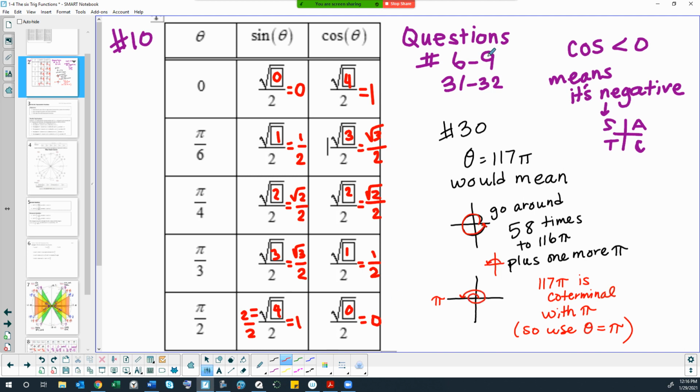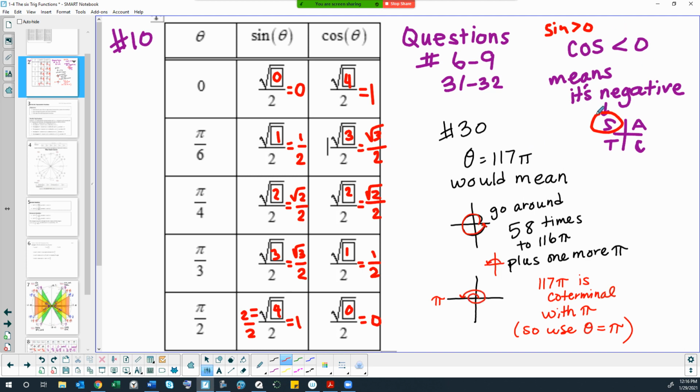Okay, since I didn't include this in my video, I was talking about it with students a few minutes ago. Sometimes questions like 6 through 9 on the 1.3 assignment, or questions 31 and 32, will tell you the quadrant by saying, maybe sine is greater than 0 and cosine is less than 0. That would tell us that sine is positive and cosine is negative. So that would tell us the quadrant without saying in quadrant 2, or without saying between pi halves and pi. There are all these different ways of telling us what the quadrant is.